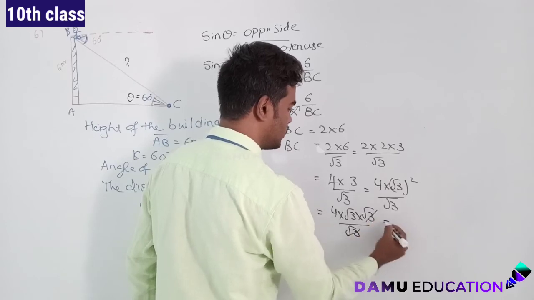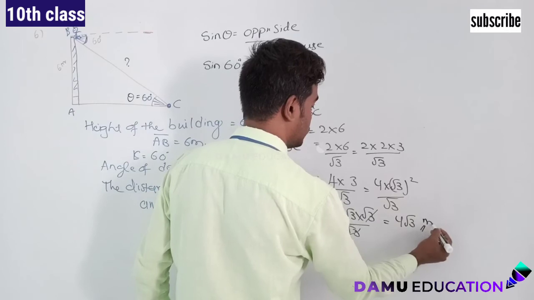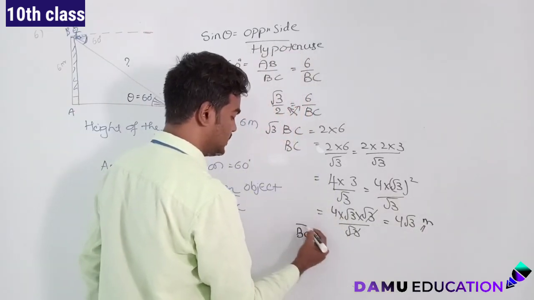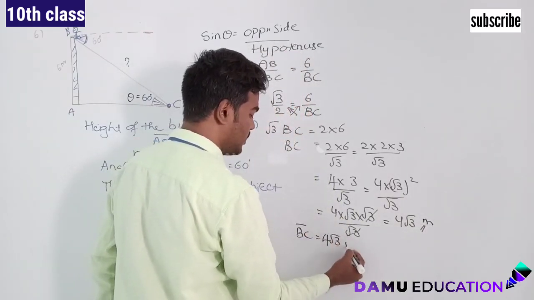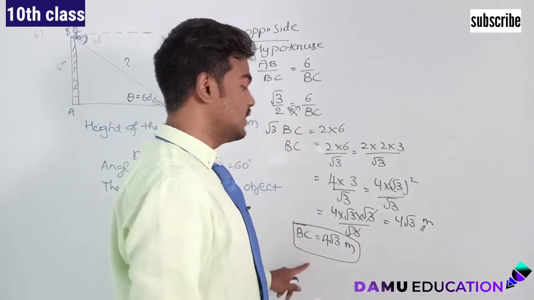So one root 3 will cancel. We get 4 root 3 meters. The distance BC will be equal to 4 root 3 meters. So this is the distance between the arrow's landing point on the ground and the person.